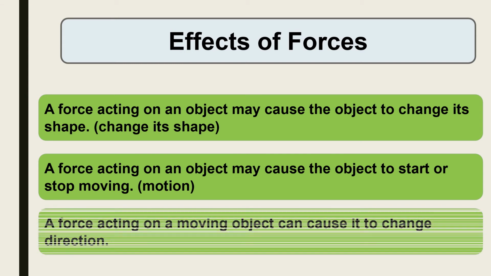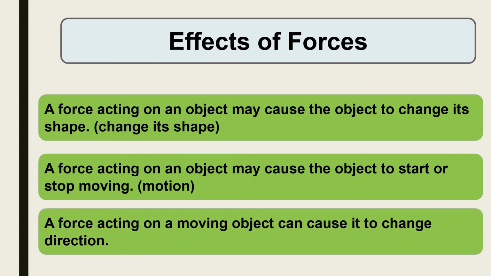So literally, when you throw an object and it bounces out, that's what you call a change of direction. So for more info about it, let's check this.